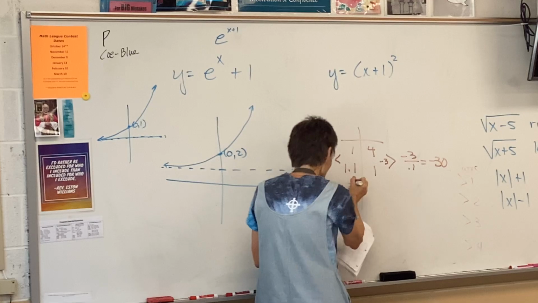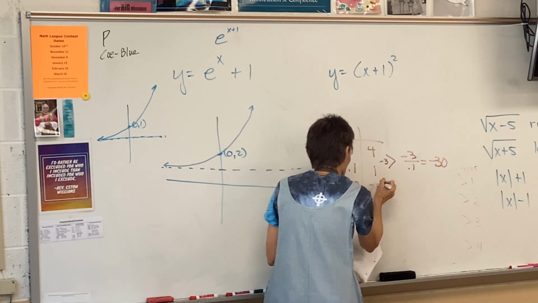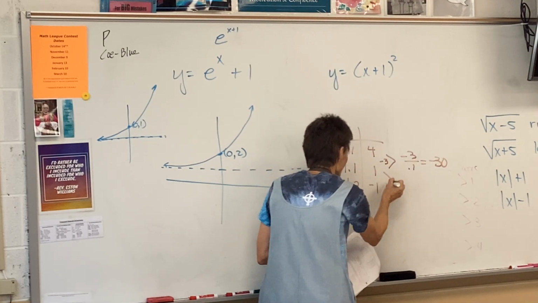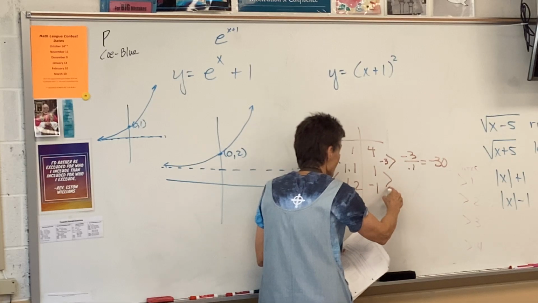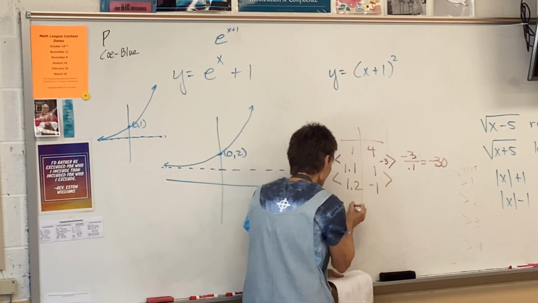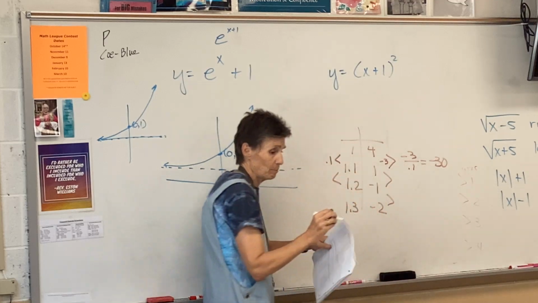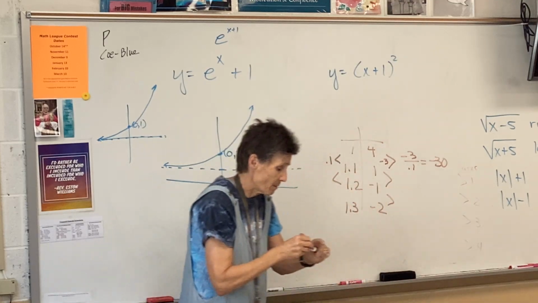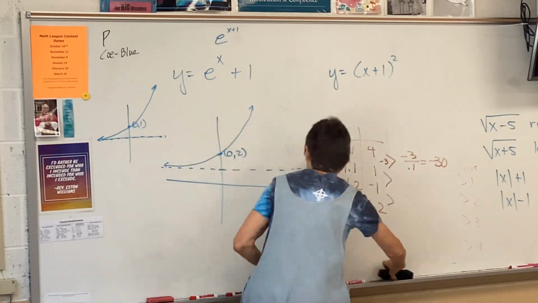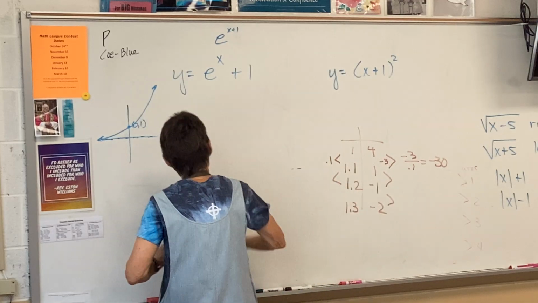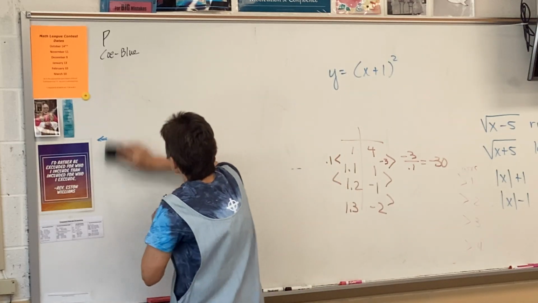And now we'll do the same thing for the next pair and the next pair. I want you to do that for all 3 tables. And then we're going to talk about what kind of concavity we have.